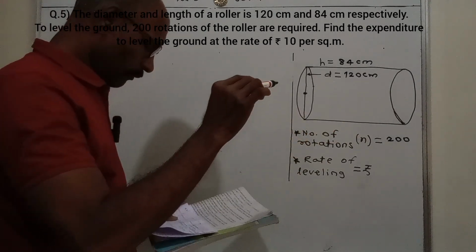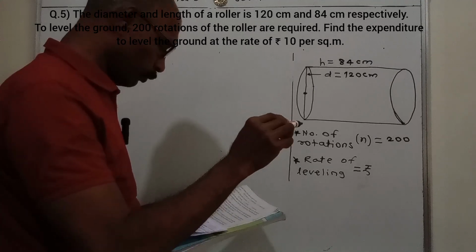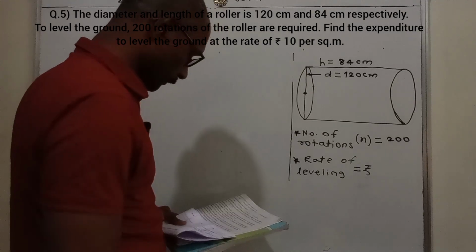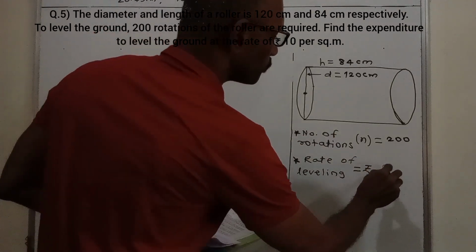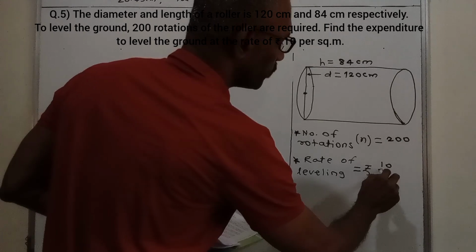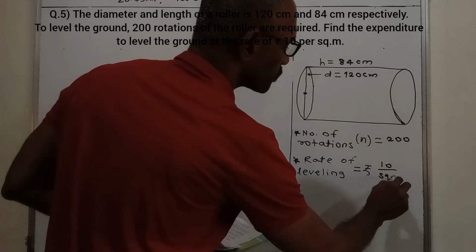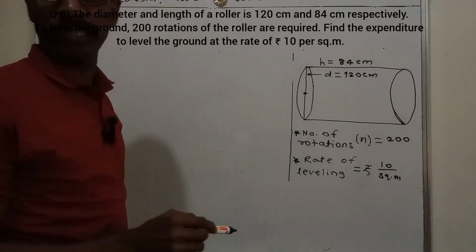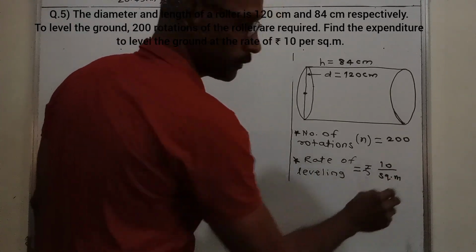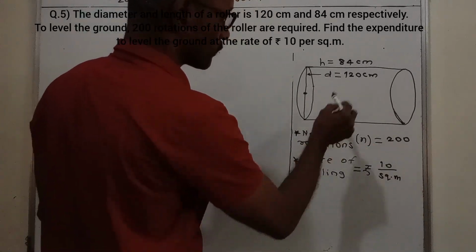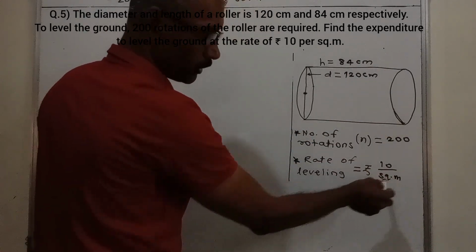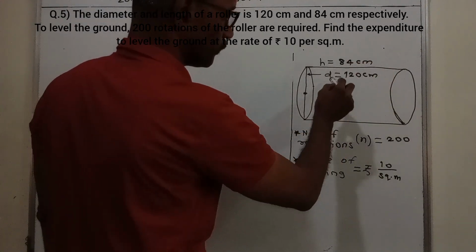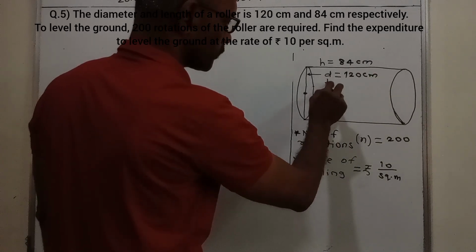Okay. Find the expenditure to level the ground at the rate of rupees 10 per square meter. Did you get it? This is the rate, and this is the number of rotations. Now here we want it in meter, square meter, and this is in centimeter. First see here.